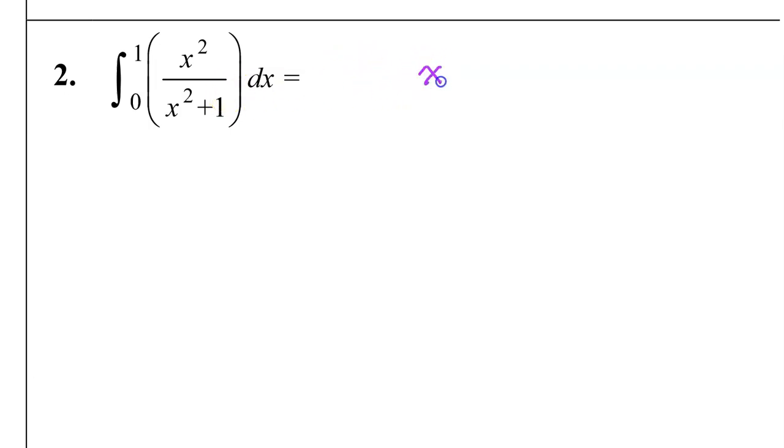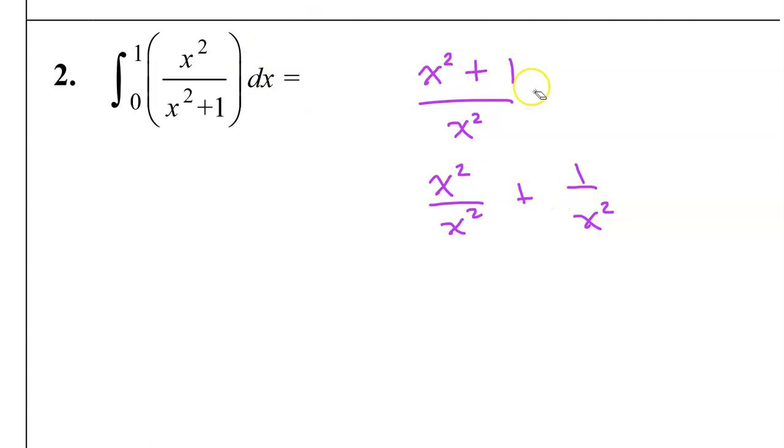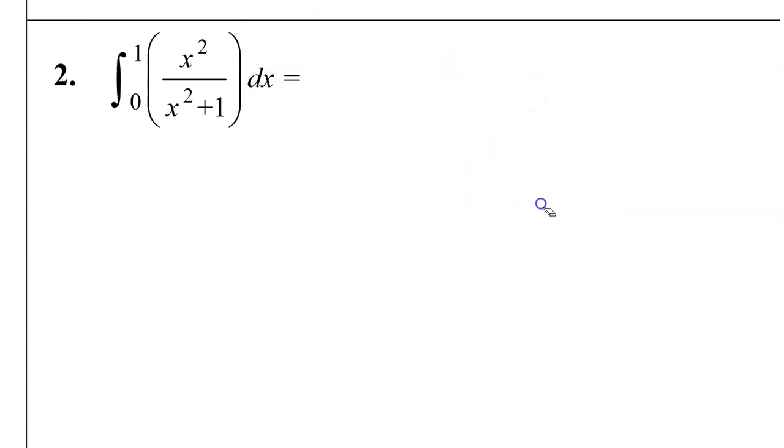I look to see if I have a plus b over c. In other words, if I had x squared plus 1 over x squared, for example, I know that I could split this up into two fractions. I could put x squared over x squared plus 1 over x squared, and I would end up integrating each one of these separately. But that's not what we have. When the binomial is in the denominator, there is no easy way to split this apart.